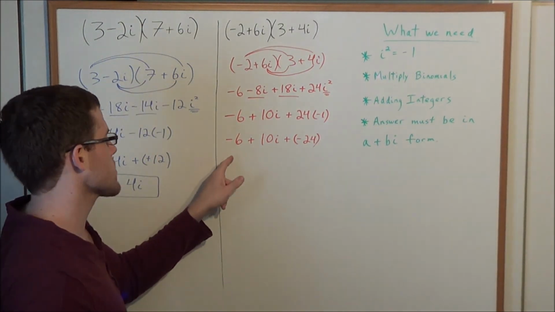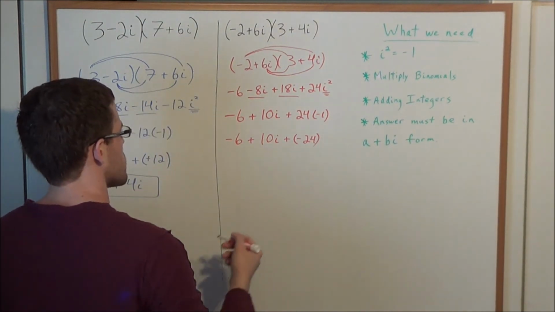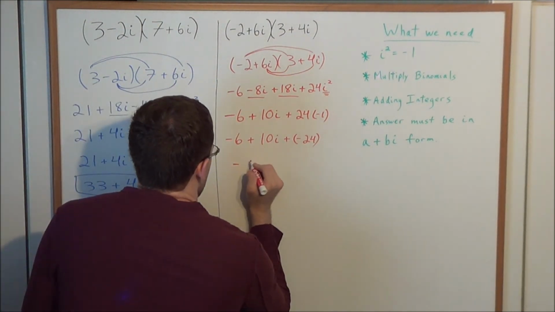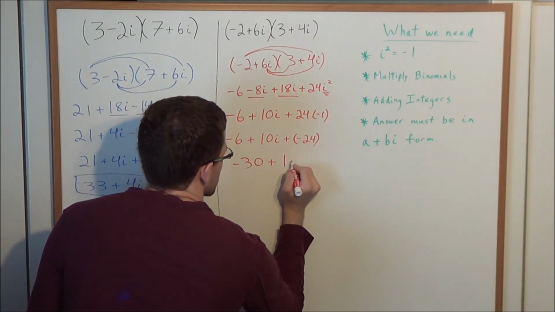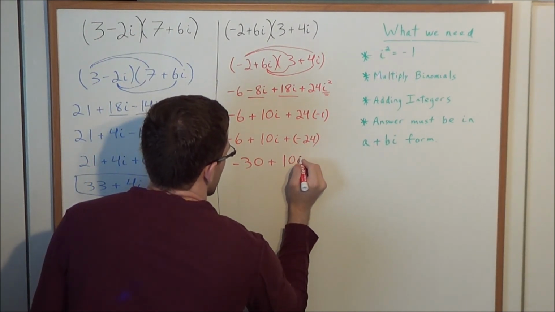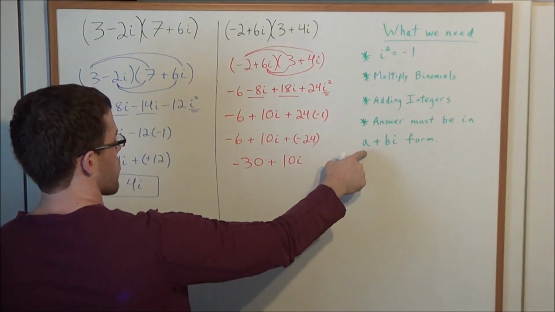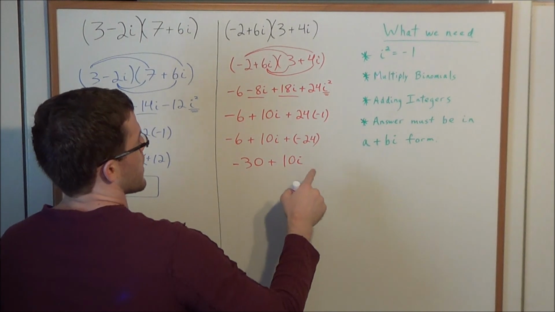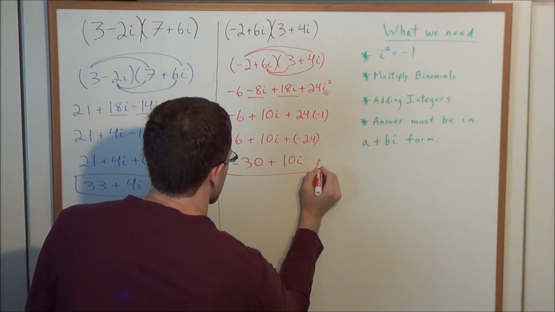So now in the last line we need to combine negative 6 and negative 24. Those two will add together and give us negative 30. So we have negative 30 plus 10i. And notice how our answer is in the form a plus bi, where in this case our real number a is negative 30, and our real number b is a positive 10. And this is our final answer.